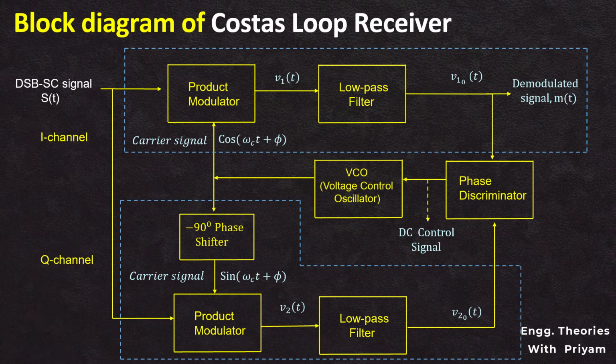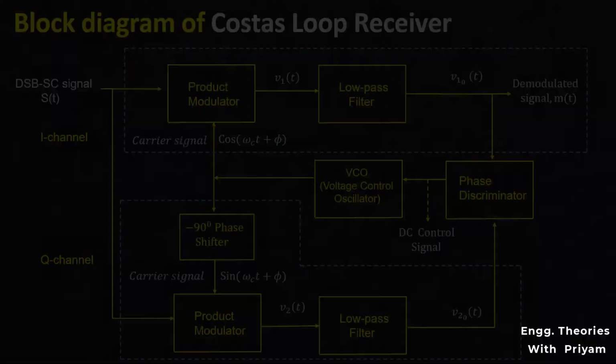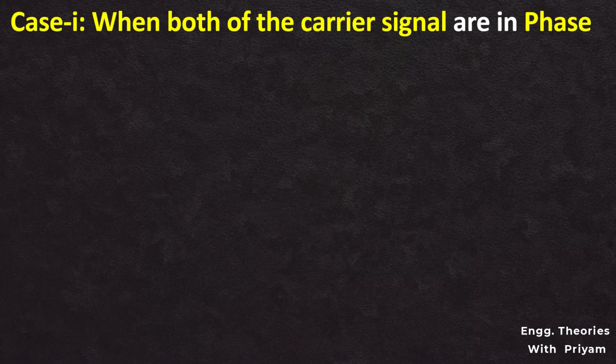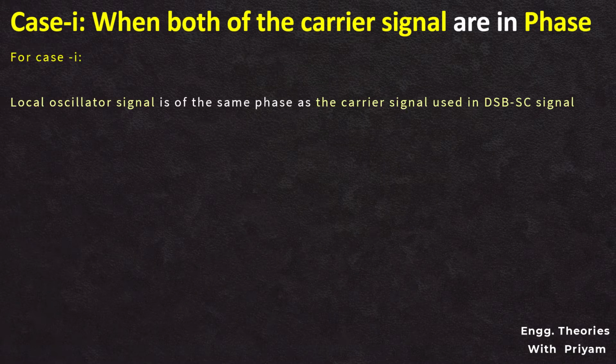Now, let us understand the operation of this Costas loop receiver circuit. We will understand the operation of the Costas loop receiver based on two cases. First, case 1: when the local oscillator signal is of the same phase as the carrier signal which is used in the DSB-SC modulated signal.